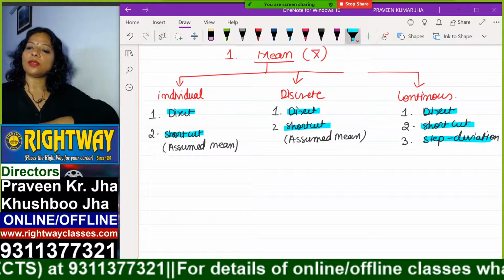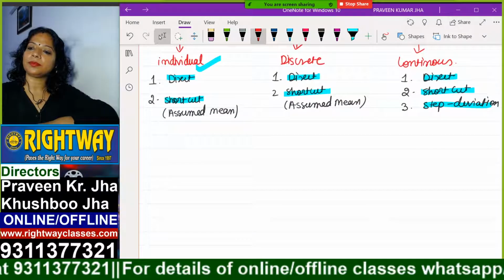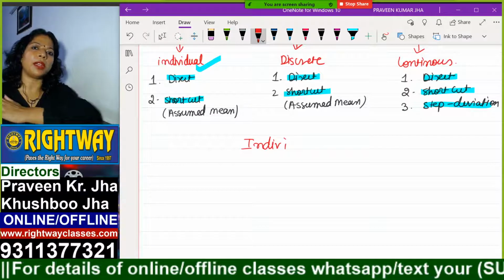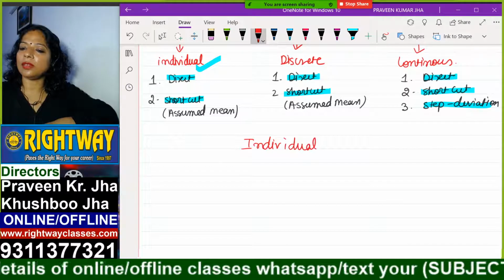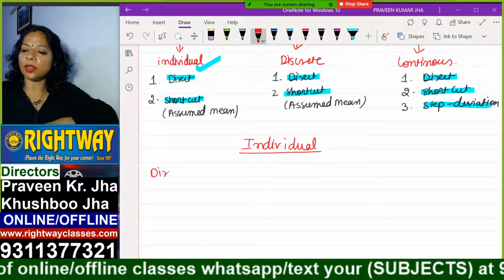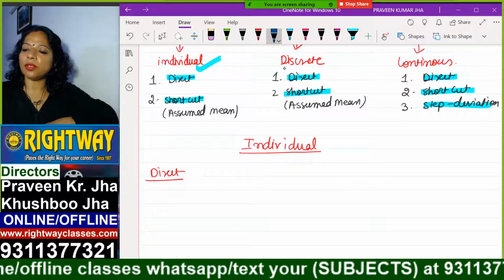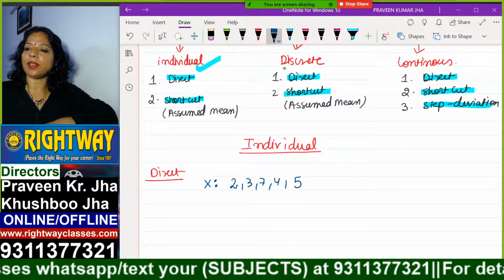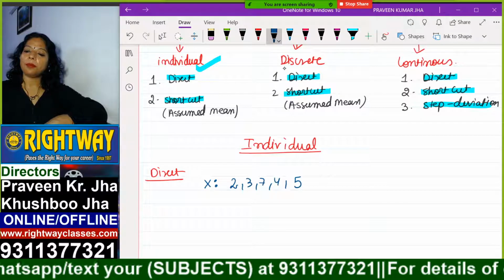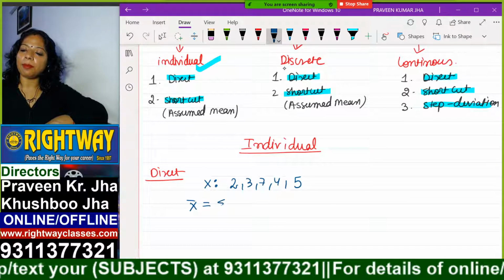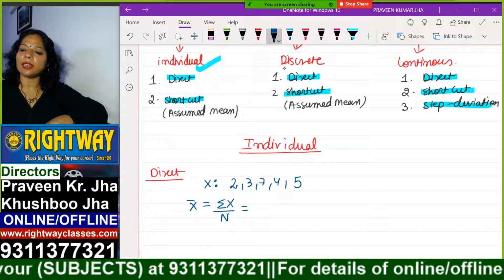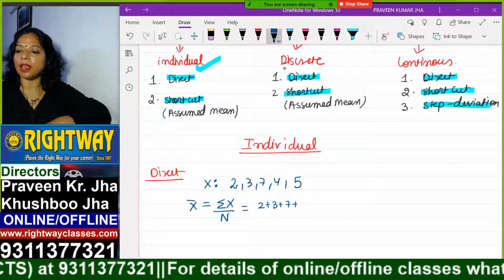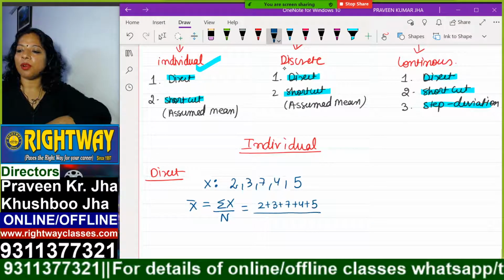So first we are going to start with individual. In individual, which type of data is given? Just simply spread out in a line. First of all we are going to do direct. Suppose x is given 2, 3, 7, 4, 5 and we have to find the mean. So mean will be simply summation of x by n. That means you just add 2 plus 3 plus 7 plus 4 plus 5 upon 5.